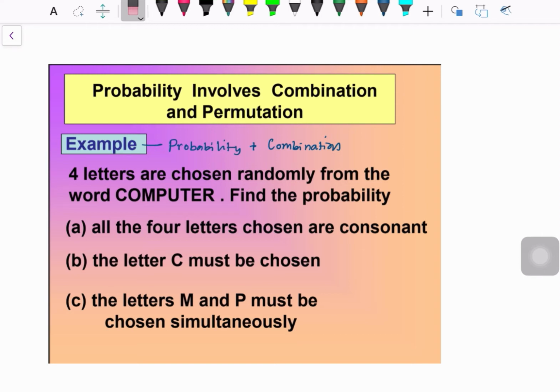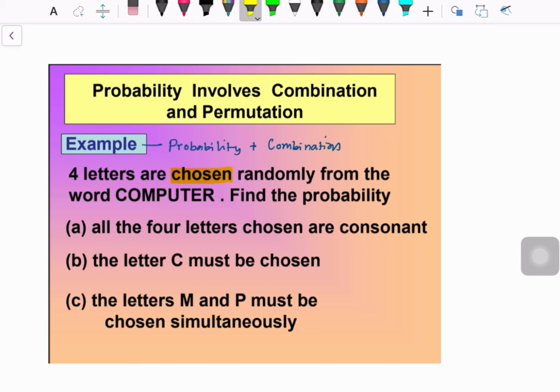How do we identify whether these questions need combinations or permutations? There are keywords to help us. The keyword here is "chosen". When it involves choosing or selecting, of course we have to use combinations. As in the previous lesson, if the question requires order or some kind of arrangement in a row, then we have to use permutations.